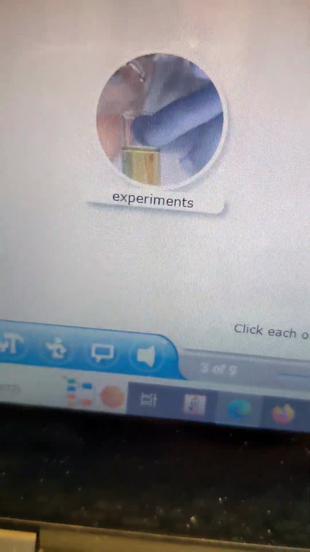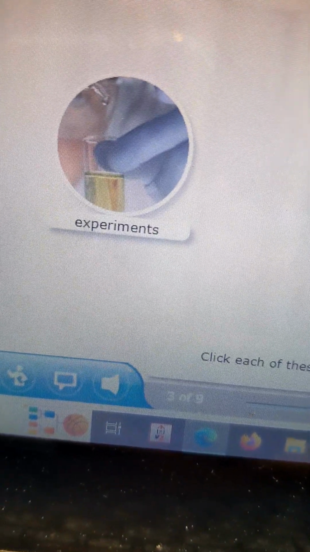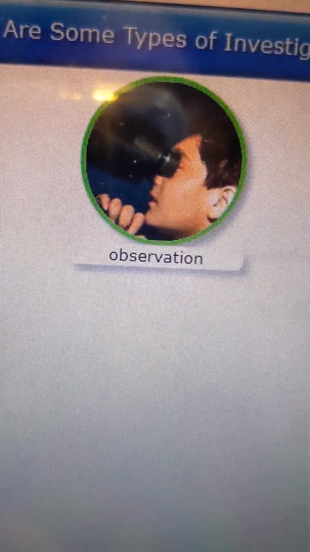You do experiments by using the scientific method. First off, you come up with a plan. You hypothesize, you perform the experiment, you record data, and then you see if your hypothesis, or educated guess, was right or not. Lots of observation is involved in your experiments. But these are 3 different ways to do investigations.